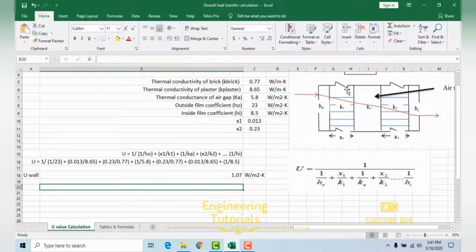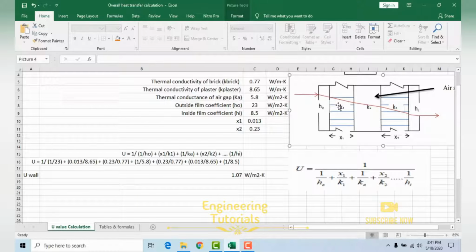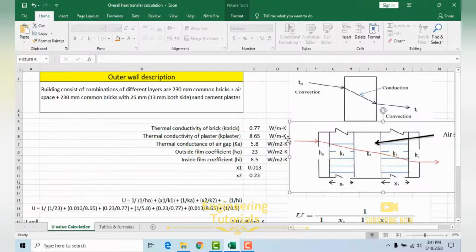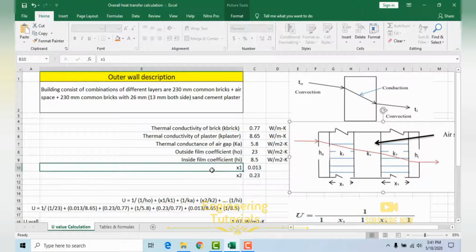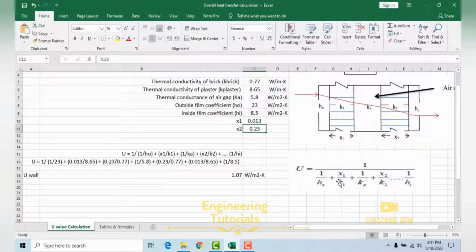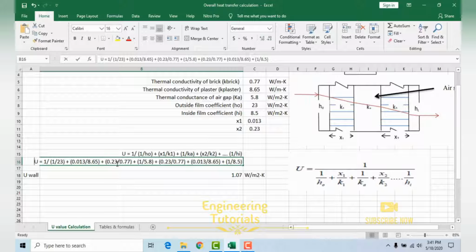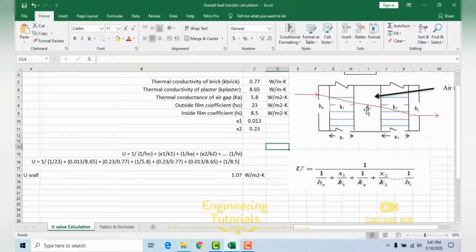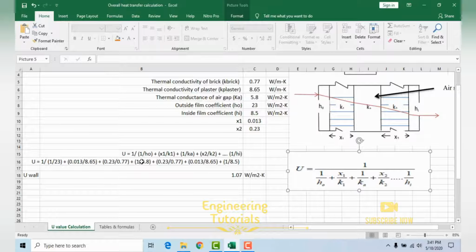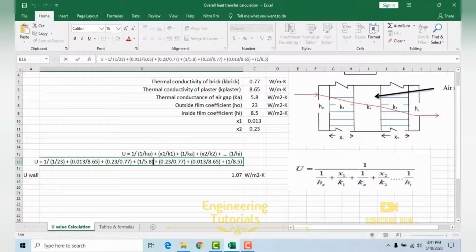Then the next one, after plaster we have the brick over here, and brick thickness is 230 mm, that is 0.23. So 0.23 divided by the thermal conductance of the brick, that is 0.77, so 0.23 divided by 0.77. And then we have the air gap over here, that is Ka. So 1 divided by Ka in this formula. You can see the thermal conductance of the air gap is 5.8.